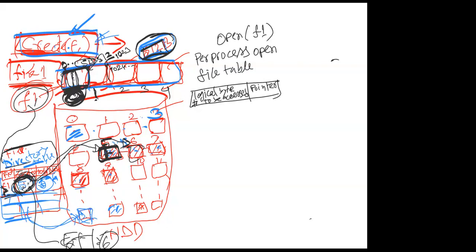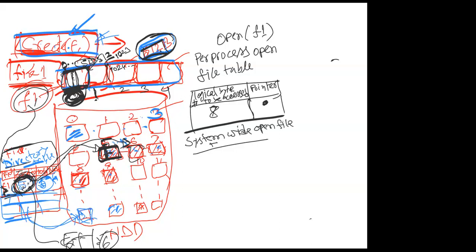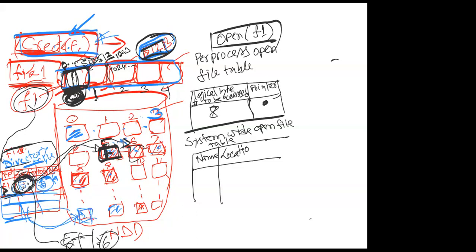Another table is called the system wide open file table. Here there is another pointer field, and this is the byte to be accessed, let's say 8 bytes. You already know that the pointer points to another table. This table's name is the system wide open file table. These two tables are maintained by the open system call, and the system wide open file table maintains the name of the file as well as the location of the block. The location is nothing but the location of the zeroth block, or first block, of a file.